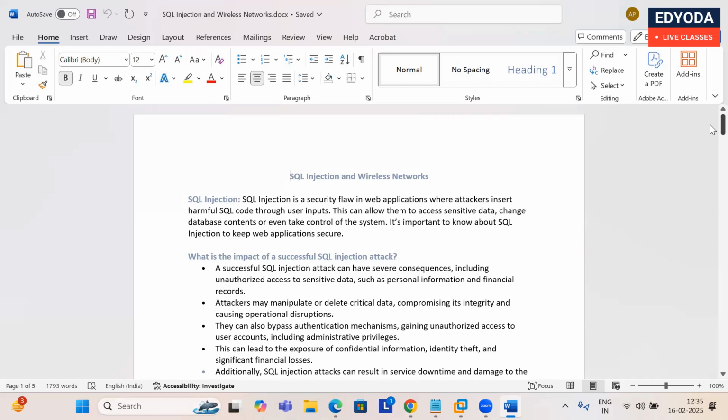So SQL injection is just a web application vulnerability where the attacker can insert harmful SQL code through user input. This can allow them to access sensitive data, change database content, or even take control of the system.